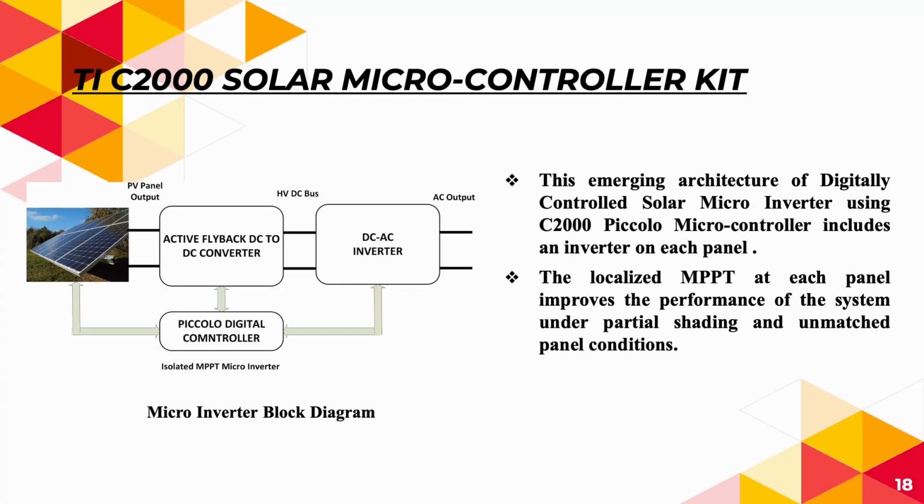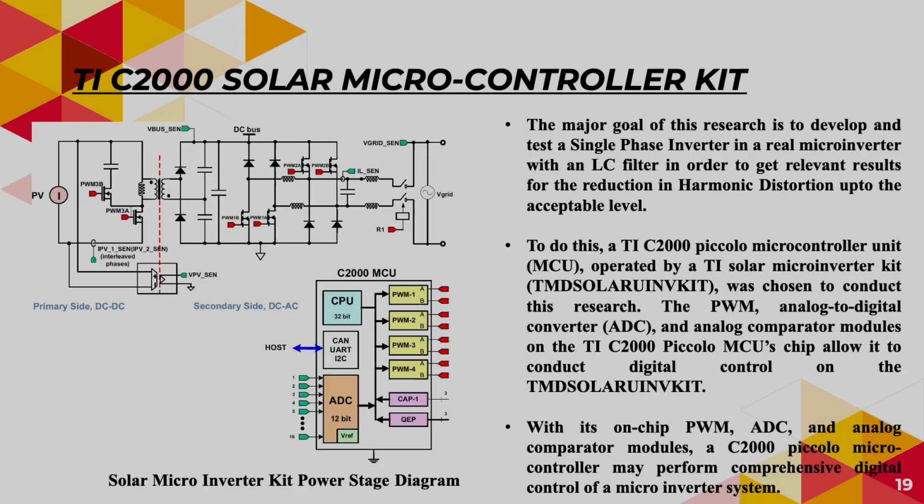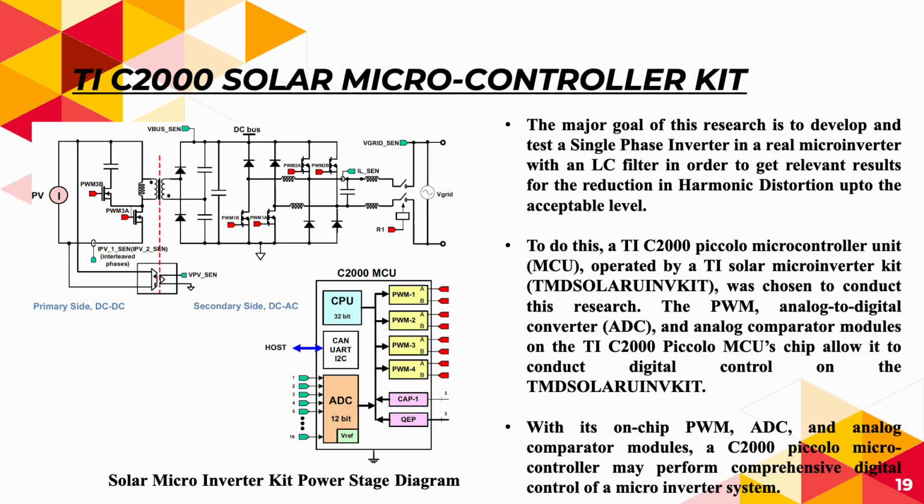And this is the basic block diagram of the microcontroller kit. From the PV panel to this kit, which has a DC to DC converter, then a DC to AC inverter, and then the AC output. And all of this, that is the DC to DC converter and the inverter, is controlled by a Piccolo digital on-chip controller. These are the sub block diagram and the electronic circuit, which is the power stage of this microcontroller inverter.